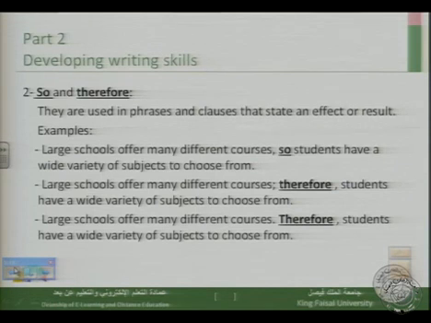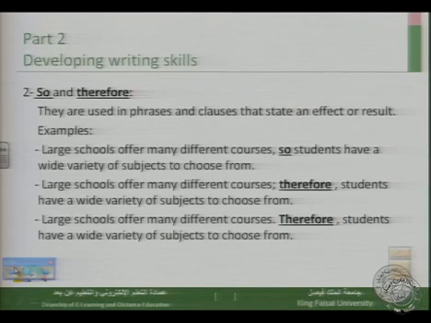So and therefore are used in phrases and clauses that state an effect or result. If we want to state an effect or a result, we use so and therefore. The examples are: large schools offer many different courses, comma, so students have a wide variety of subjects to choose from. The second example: large schools offer many different courses, semicolon, therefore, comma, students have a wide variety of subjects to choose from. And the third example using therefore: large schools offer many different courses, full stop, capital letter, therefore, comma, students have a wide variety of subjects to choose from.